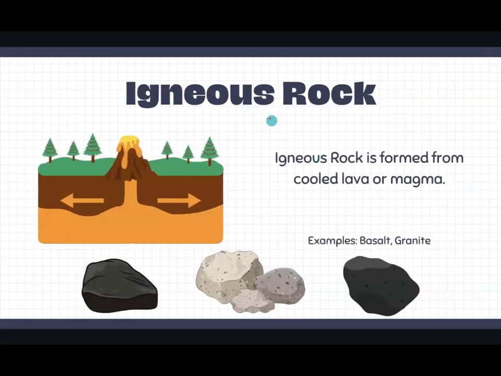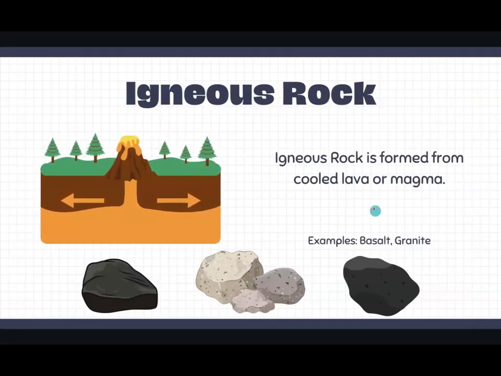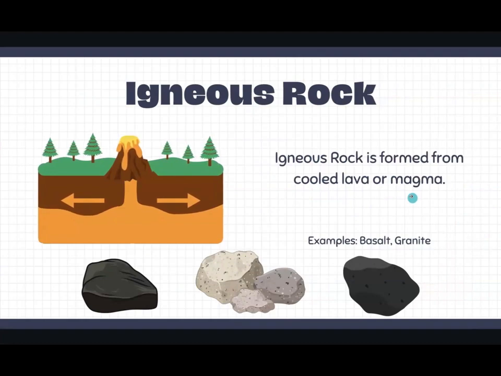First, we have igneous rock, and igneous rock is formed from cooled lava or magma. My first question would be to ask you guys, which kind of rocks are formed from volcanoes? To give you a hint, it's on the slide.